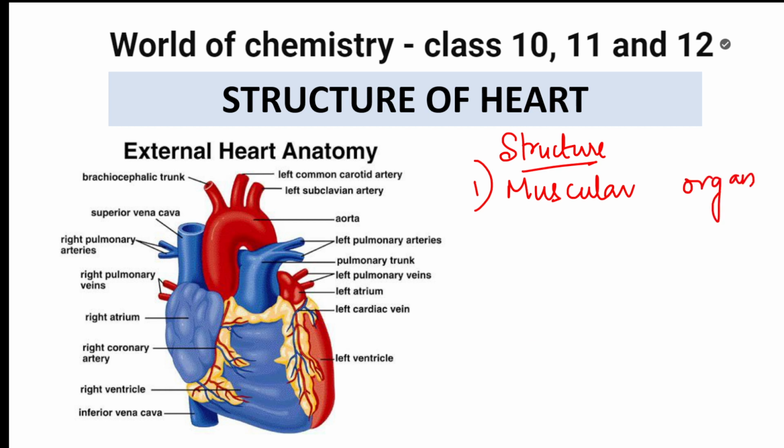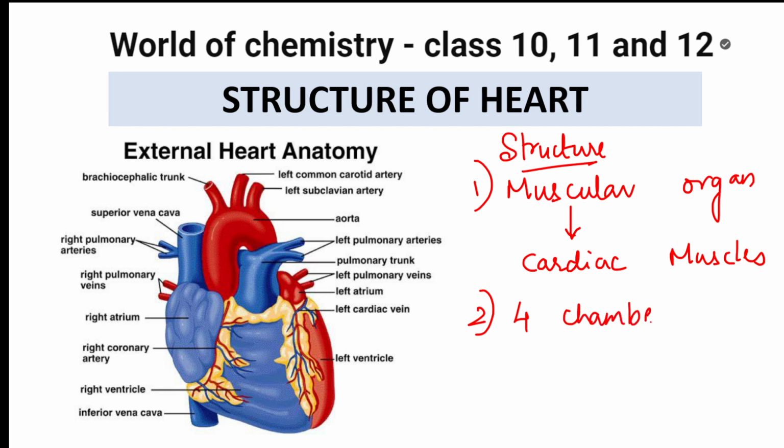Now, around this heart, whatever you're seeing, it has certain muscles. Muscular organs means it should have muscles. And what are those muscles called? Those muscles are called cardiac muscles. Cardiac means heart. So basically, it is made up of four chambers. If I'm talking about structure and I have to write in the exam, it has four chambers.